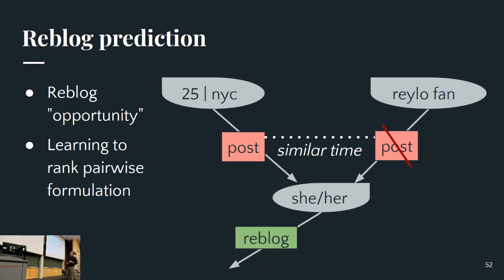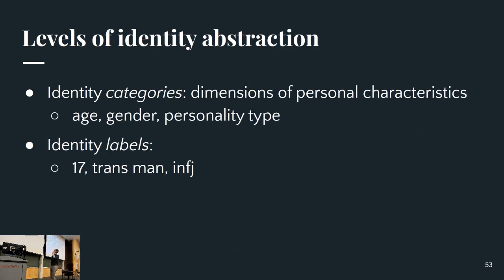All right, so we extract two levels of identity. We have categories and labels. Categories are groups of labels that correspond to a dimension of identity, so we have things like age, gender, personality type, and then the specific labels themselves.